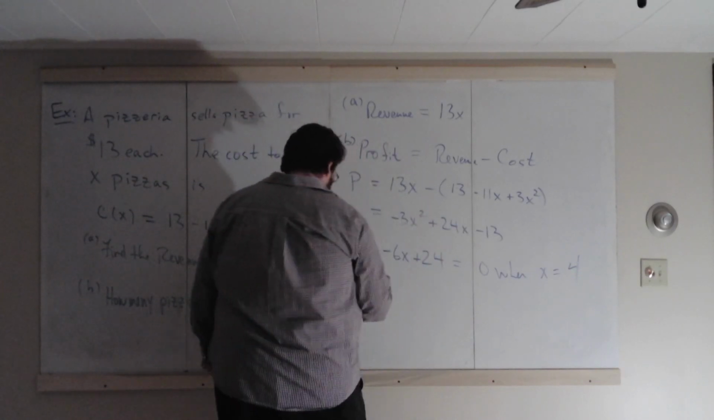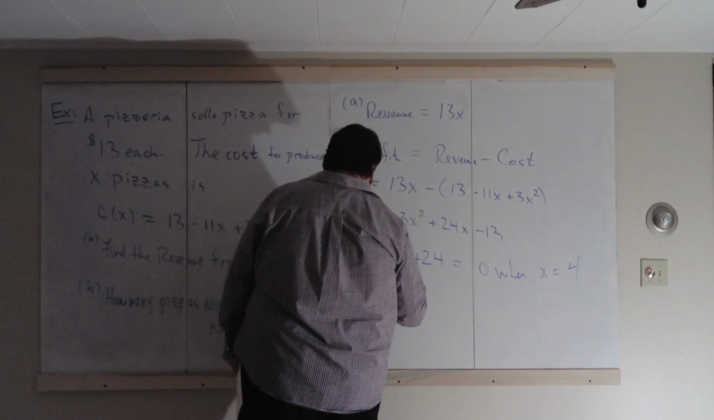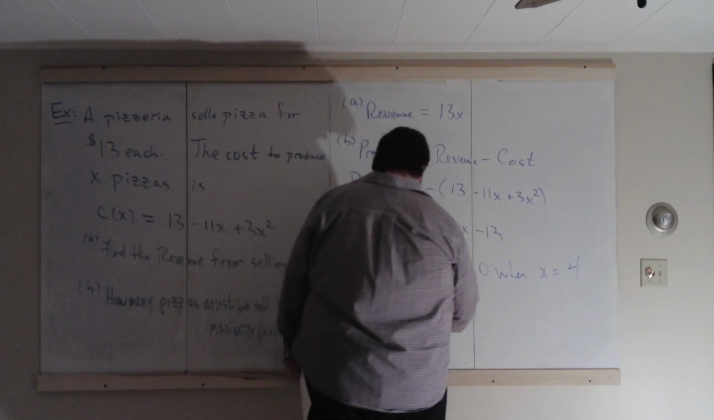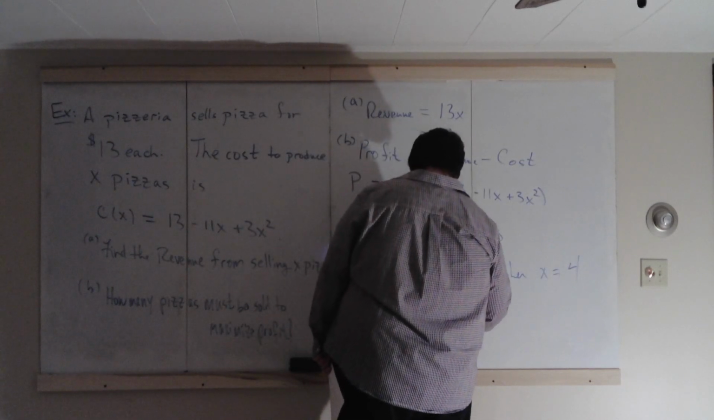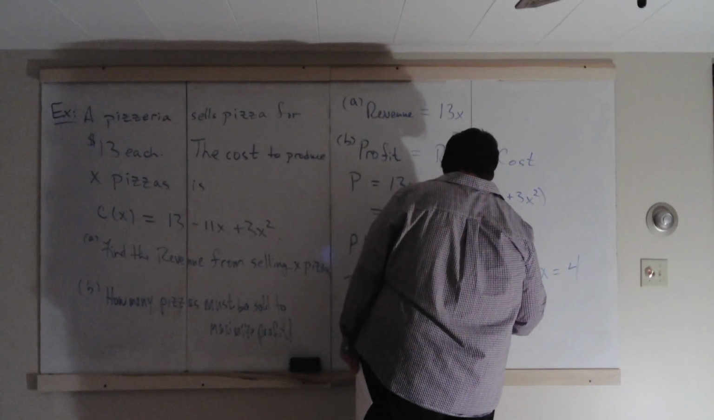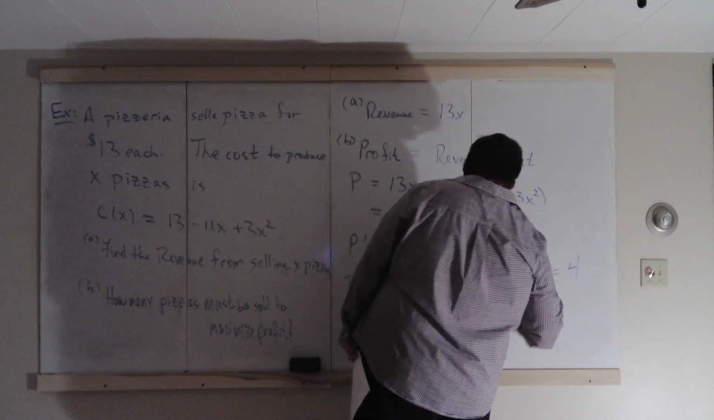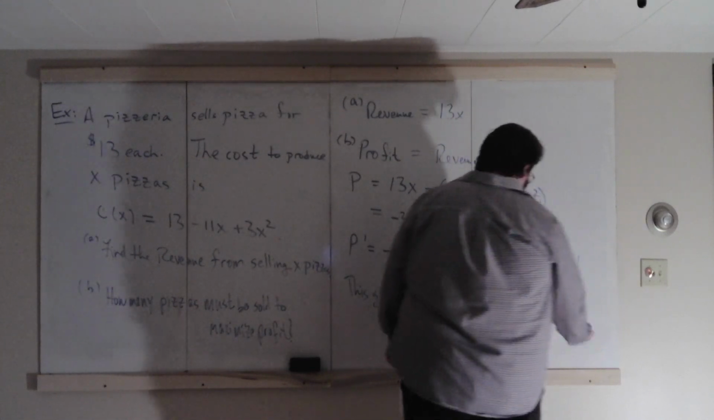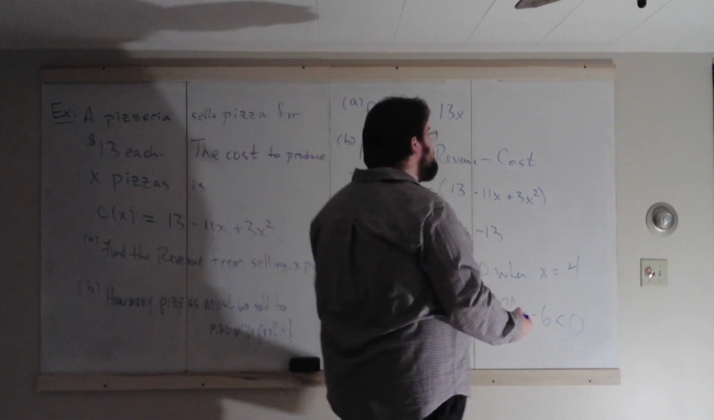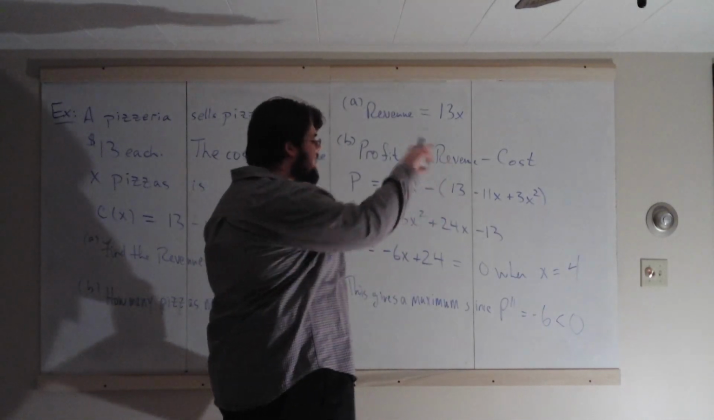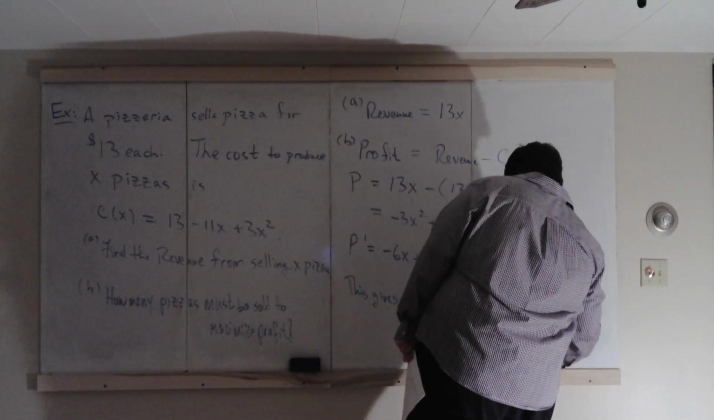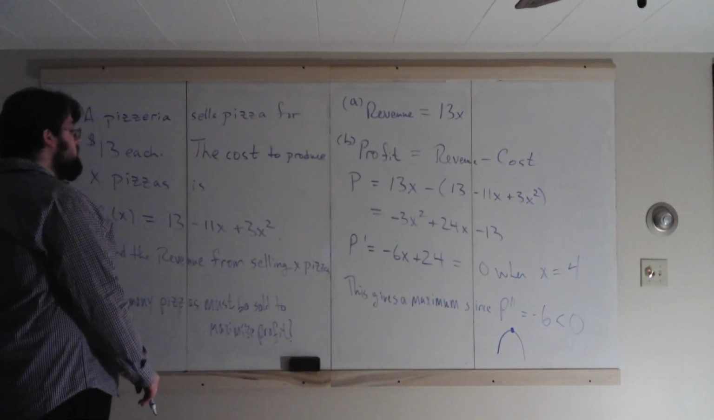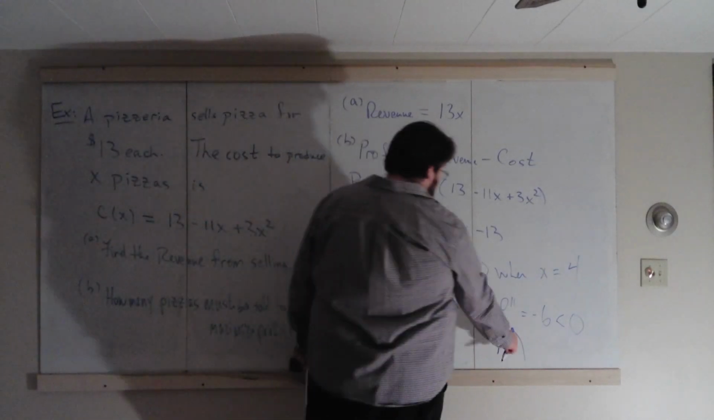And this gives a, well, we're going to show it gives a maximum, since, well, let's do a second derivative. Second derivative is negative 6. The second derivative is negative. When the second derivative is negative, the function is concave down. When it's concave down, the critical point will be a maximum.